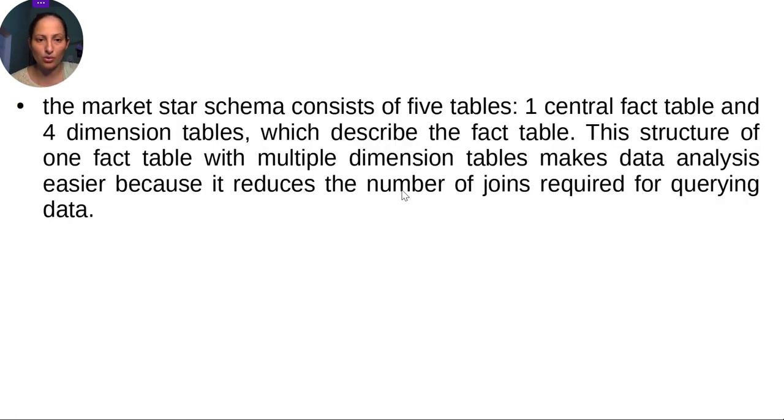What are the basic advantages of this? The market star schema consists of 5 tables: a central fact table and 4 dimension tables. This structure of one fact table with multiple dimensions makes data analysis easier because it reduces the number of joins required for querying data. When we write any query involving more than one table, we use joins. So this type of schema reduces the number of joins required, which makes queries simpler and easier. This is the main advantage, and it makes things easy for a user doing data analysis, and easy for other people to understand too. So I hope you understood what a star schema is and what the benefits of using a star schema in data analysis are.